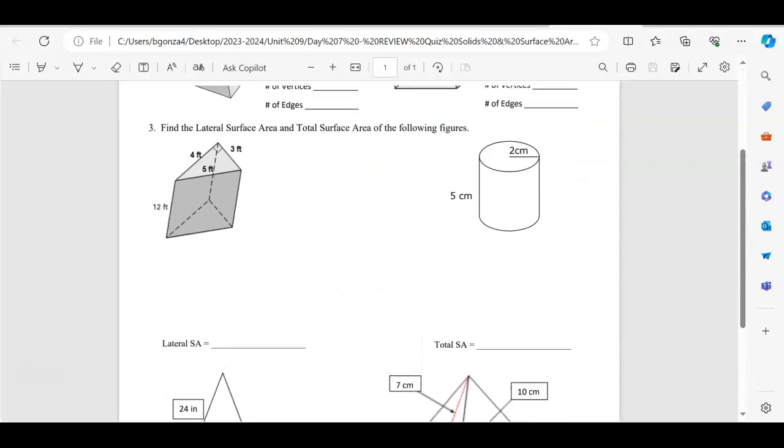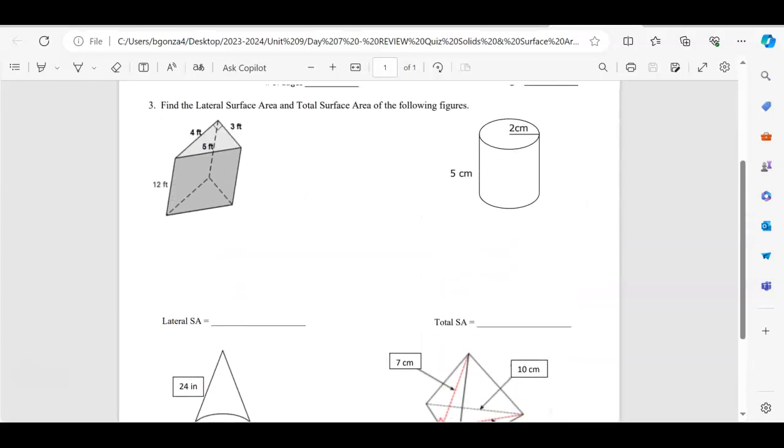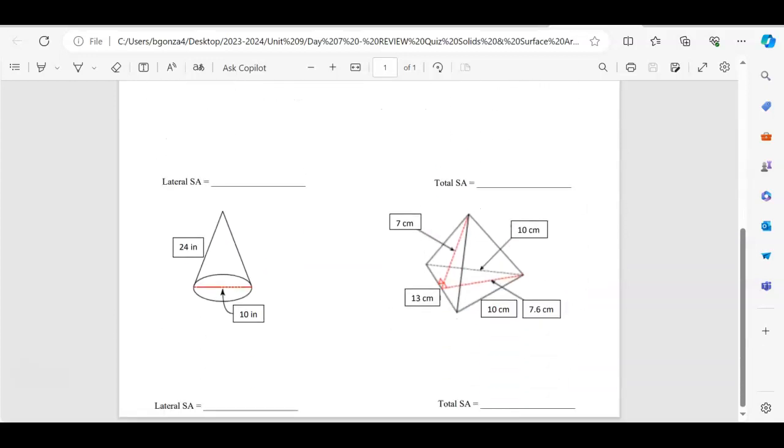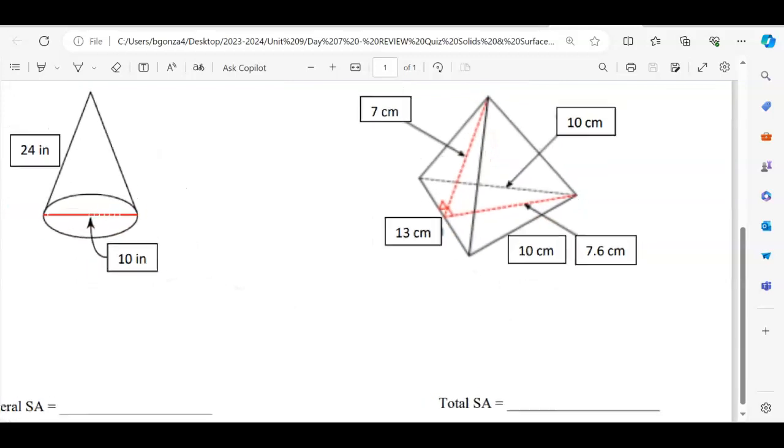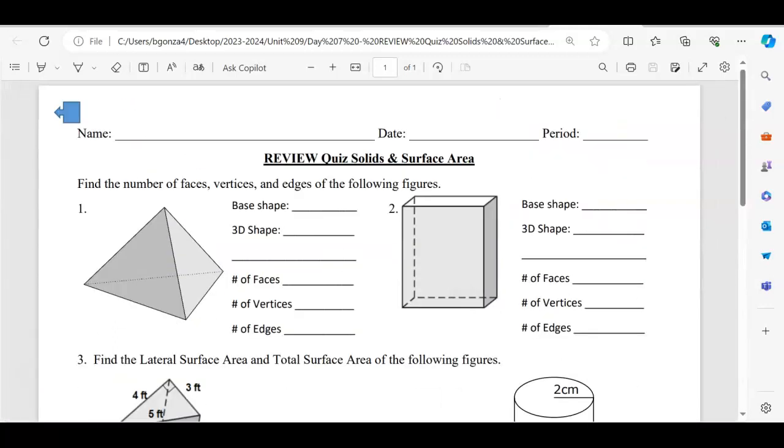So on number 3, the bottom right one, this is what it's supposed to look like. So I'm going to be using this picture for the review. Just notice where everything is supposed to be. Okay, it's my bad on that. Cool. All right, well, let's do this review.